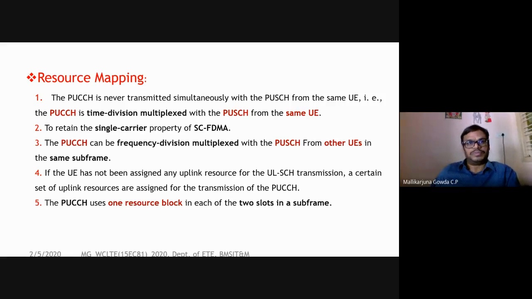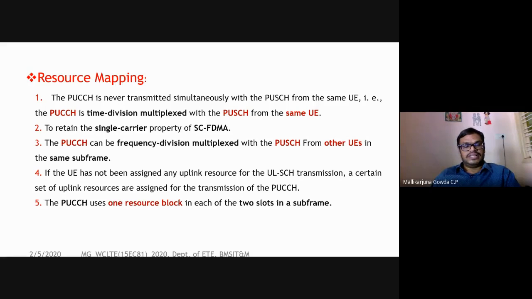Why is it done so? It is done to retain the single carrier property of the SC-FDMA. And we can do frequency division multiplexing of the physical uplink control channel with the physical uplink shared channel from other user equipments in the same subframe. I hope you understand all these terms. Physical uplink control channel, you are aware. Physical uplink shared channel also you are aware, right?